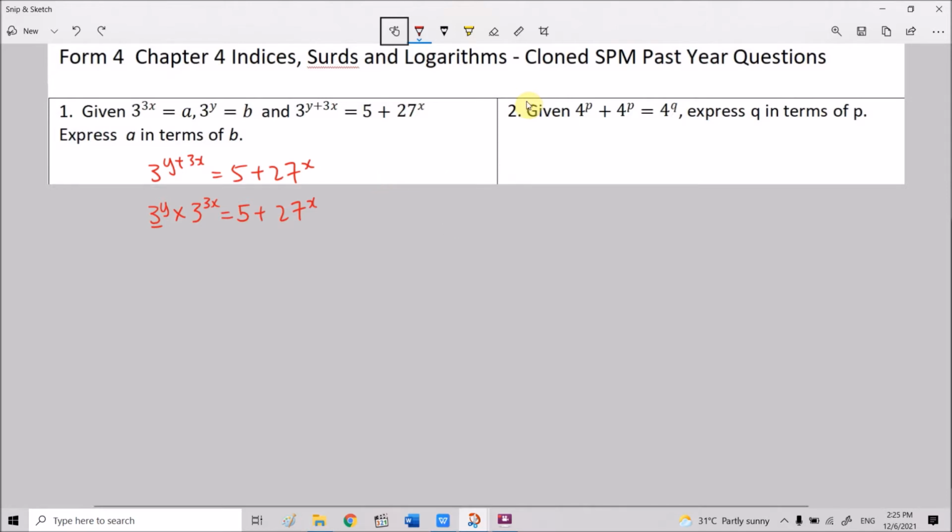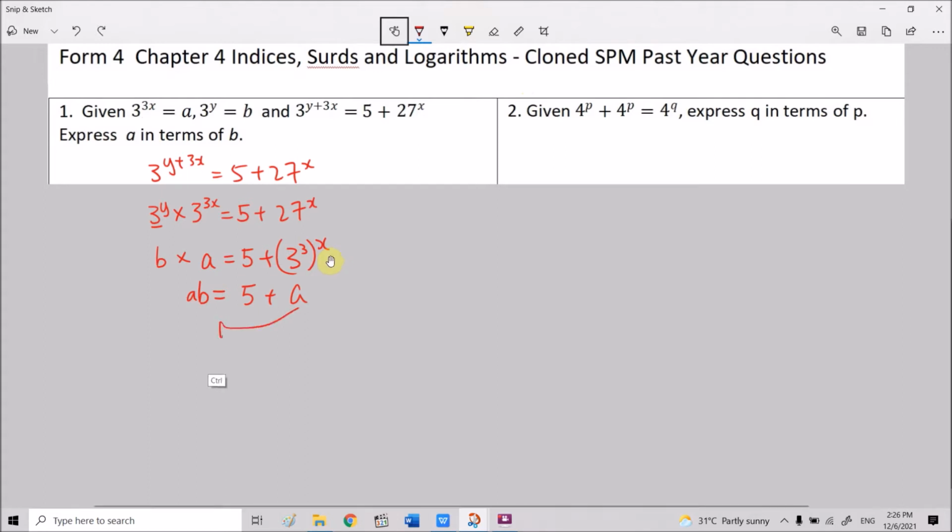Now 3 to the power of y can be replaced by b, and 3 to the power of 3x is a. So we have this part done. Now we go to the right hand side. Since we want to convert this to a and b, we need to convert 27 to base 3. So 27 is 3 to the power of 3. Don't forget to put the brackets here. So this becomes 5 plus, and 3 to the power of 3x is actually a.